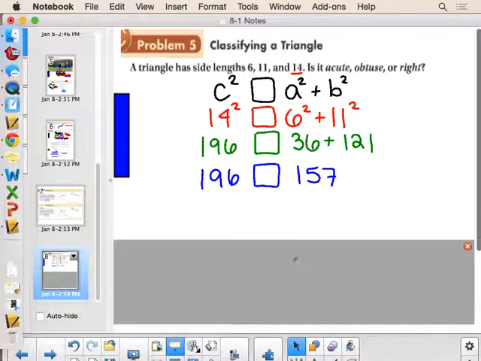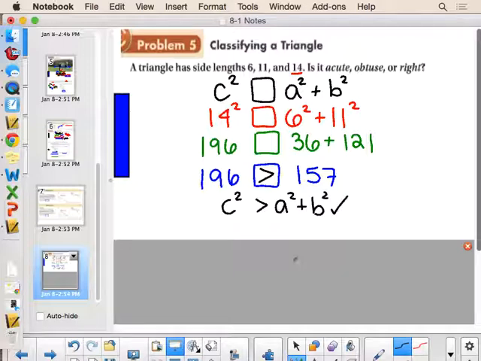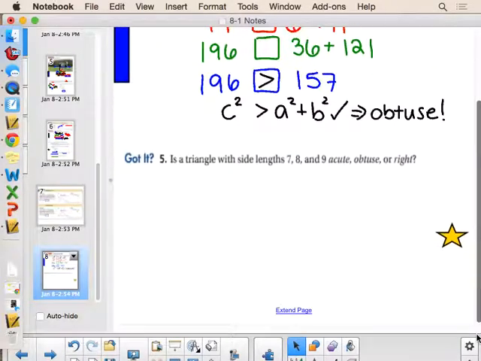All right, so therefore, 196 is greater than 157. So I can now plug this back in, so we have c squared is greater than a squared plus b squared. Because this statement is true, my triangle is obtuse, based upon the theorem that we just talked about, because the square of the longest side is greater than the sum of the squares of the other two sides. Last question for you to try on your own.